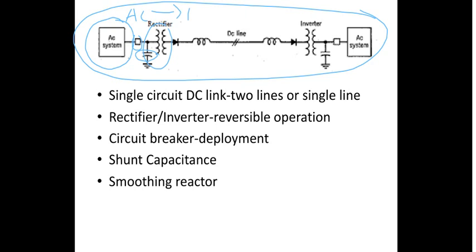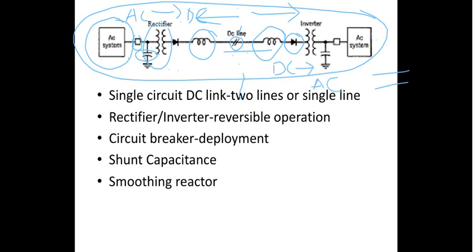Then you have got a smoothing reactor, then the DC line. You can see here the DC line is represented with a couple of conductors, very similar to what we have seen in our earlier slides. So this is going to be symmetric about this particular point. Again you have got the smoothing reactor, and here you have got the inverter, wherein the DC is converted back into AC, followed by the transformer, then the shunt capacitor, the circuit breaker, and the AC system on the other side.